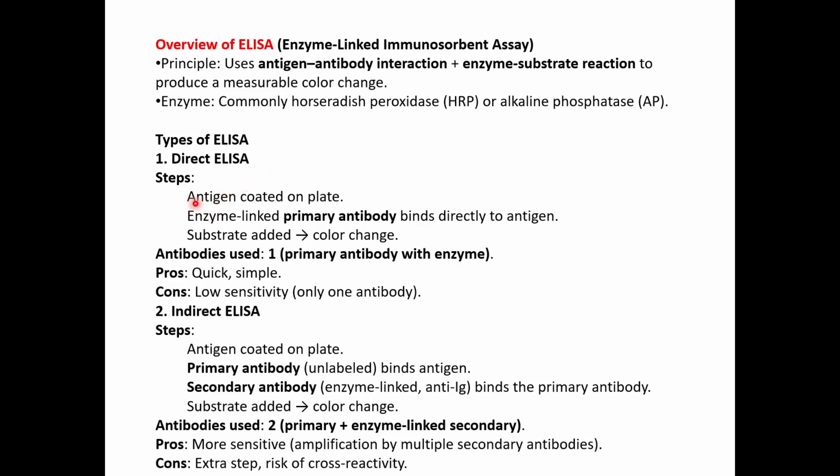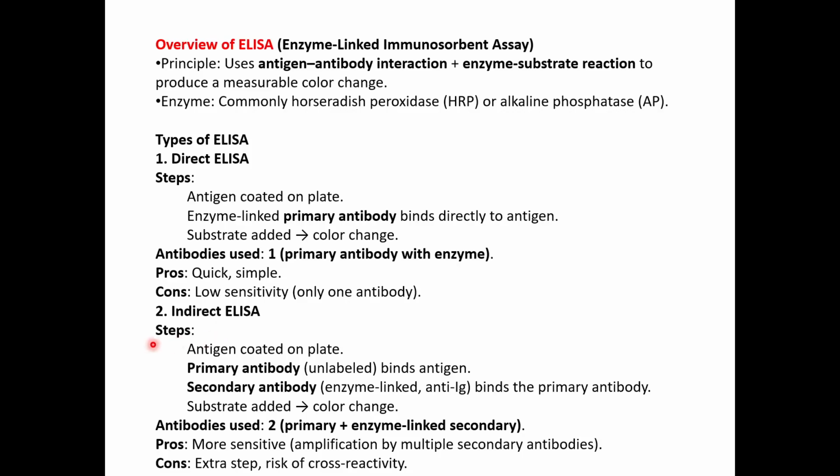Direct ELISA is where antigen is coated on the plate and then enzyme linked primary antibody binds directly to the antigen. So you have your antigen and then you have the antibody against the antigen, and the antibody itself is tagged to an enzyme. So when you add a substrate, immediately color change is observed depending on the concentration of primary antibody bound on the antigen. So this is direct because your enzyme is tagged to your primary antibody itself. It uses only one antibody, that is primary antibody with enzyme, and it is quick and it is simple. However, it can have low sensitivity since only one antibody is used.